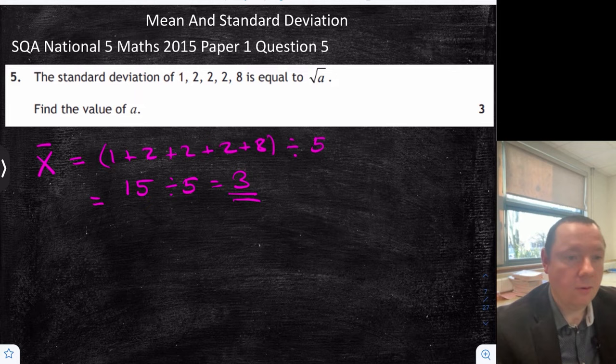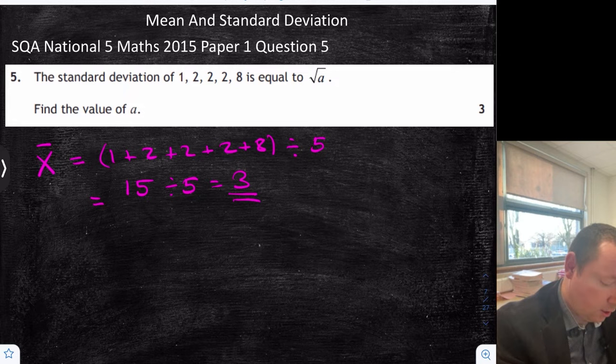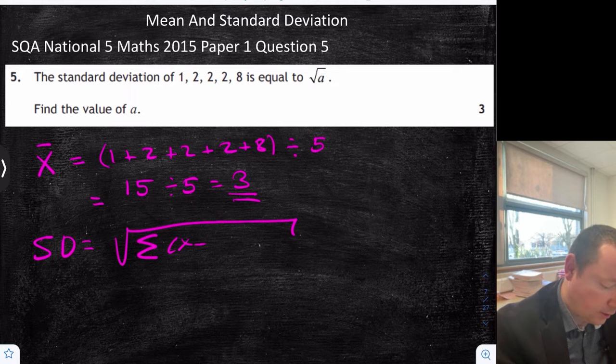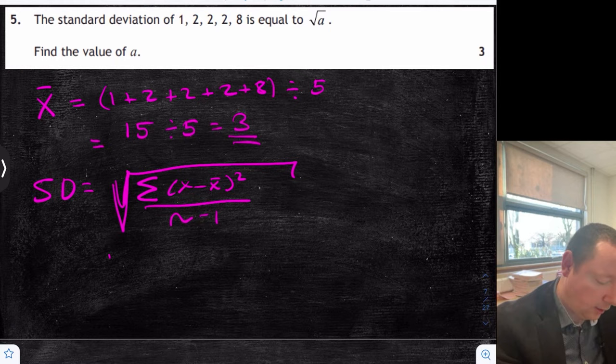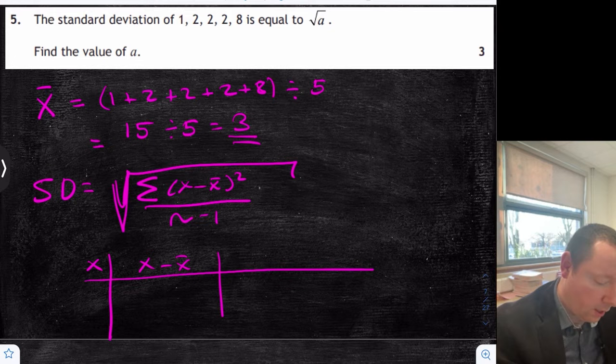And now we need to work out our standard deviation. So remember, from the start of the exam paper, that's the square root of the sum of x minus x bar squared, over n minus 1, all square rooted. Now you should be looking that up at the start of the exam paper. Remember, there's an alternative formula, but I always use this one because that tells me my table. I do my x here, and then x minus x bar, then x minus x bar squared, and that is also in the formula.